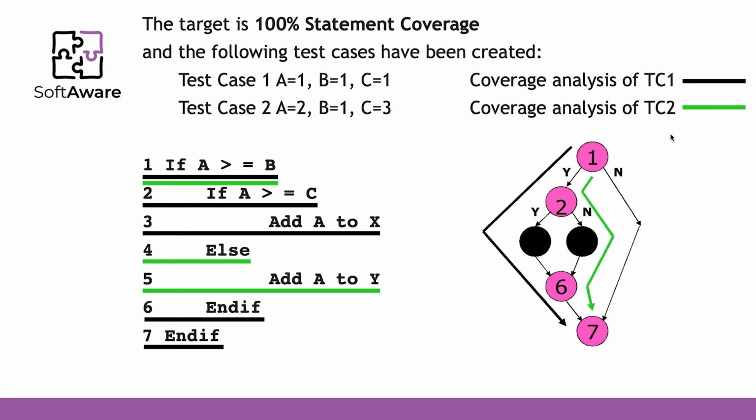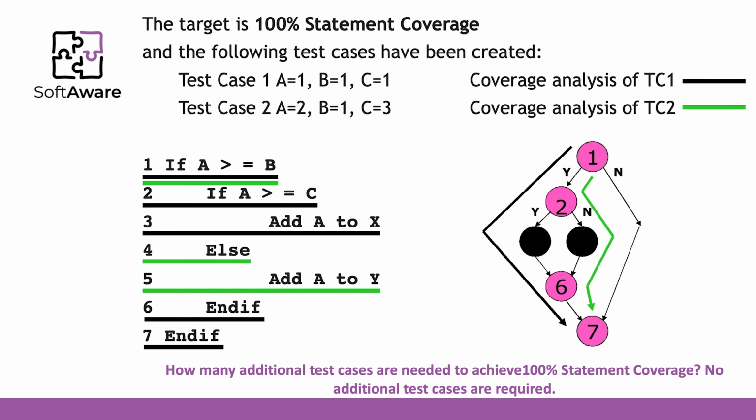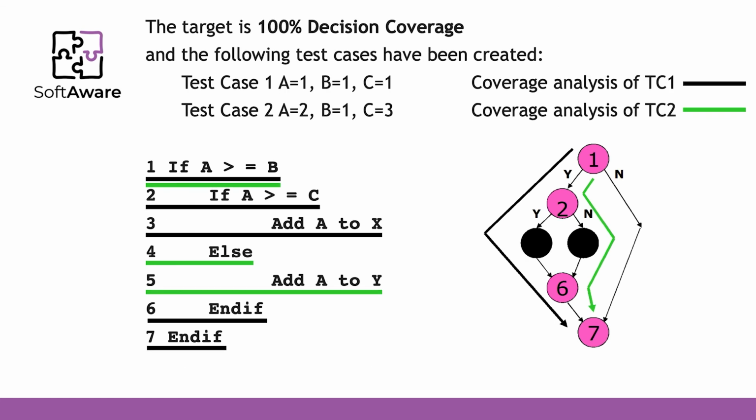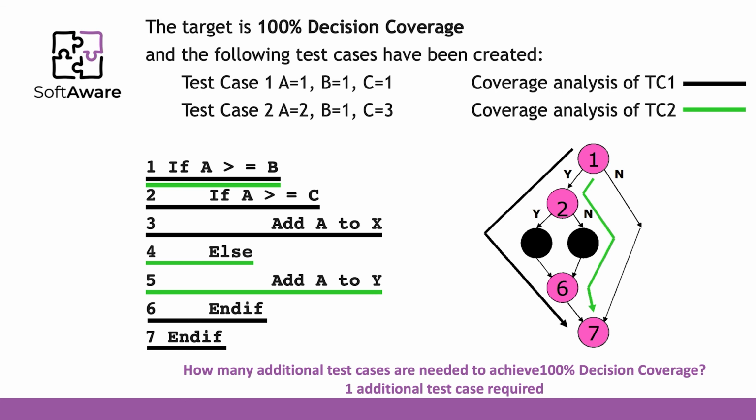But what happens if you are trying to achieve 100% decision coverage? If that's your target, you have to define an additional test case to comply with the other outcome that is not being executed. So one additional case is needed to achieve 100% decision coverage.